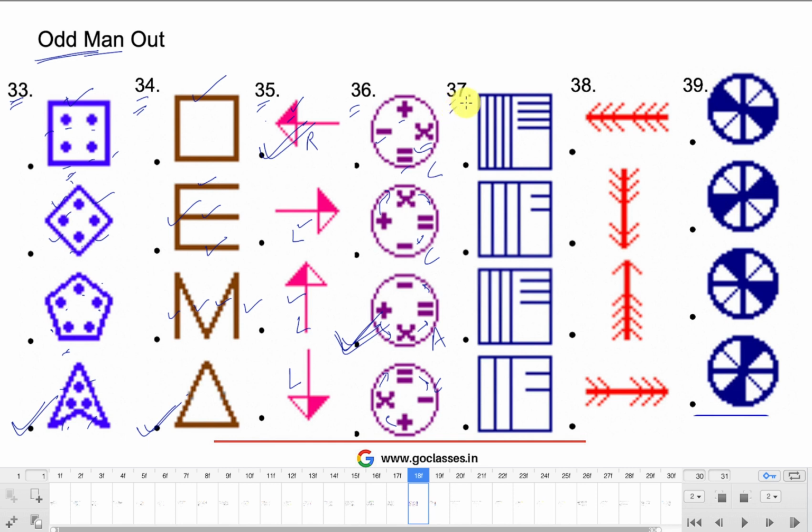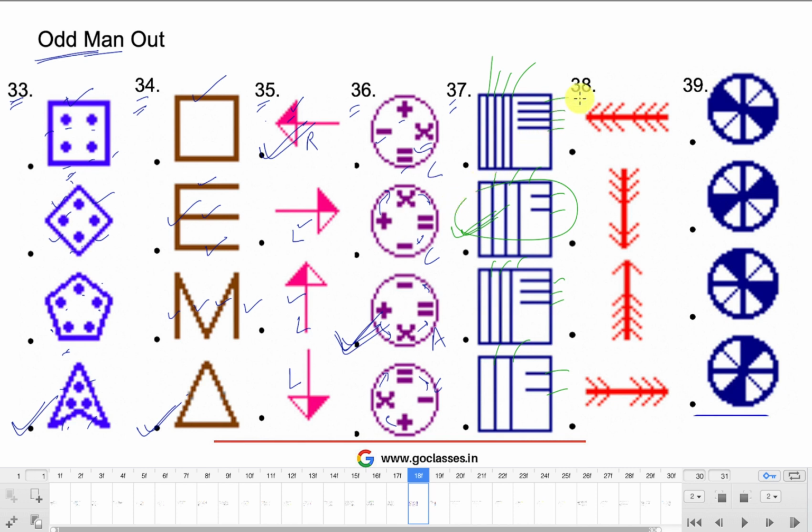Now question number 37. How many vertical lines are here? 1, 2, 3, 4. This is also 1, 2, 3, 4. Okay. 1, 2, 3. But here are 2. Here 1, 2, 3. These are 3. I think this will be the answer. Here also we can check. These are 2 lines. Horizontal and vertical lines are the same. But in this, these are not the same. So this is the answer. Very easy question. You just need to identify which one is different.